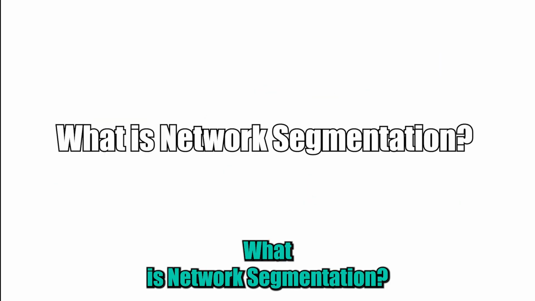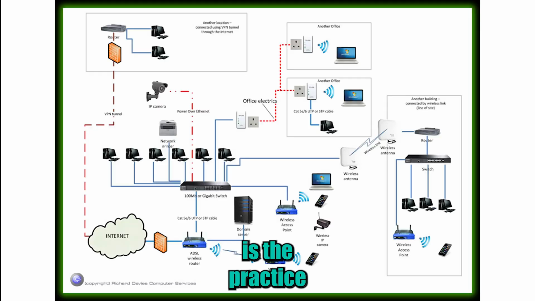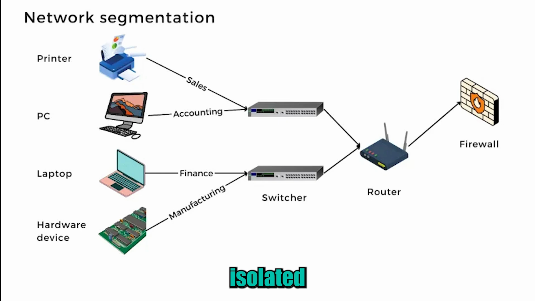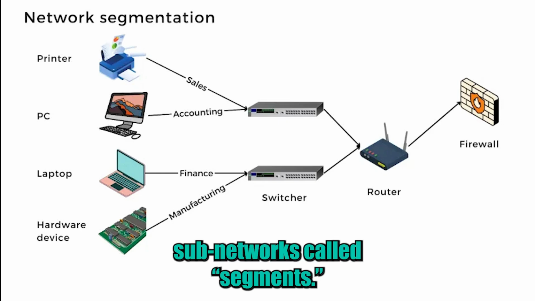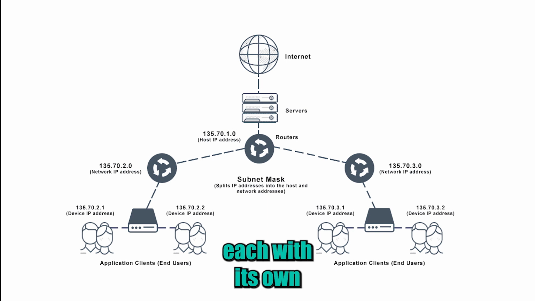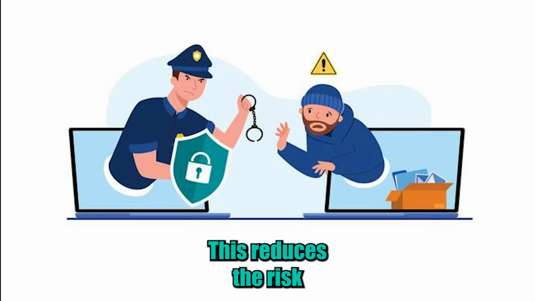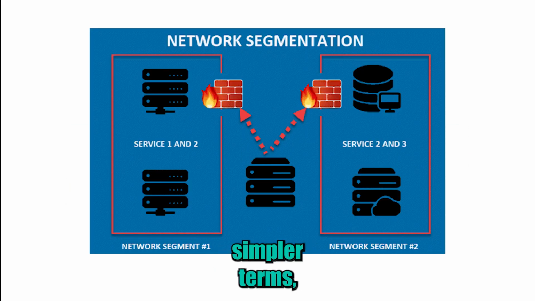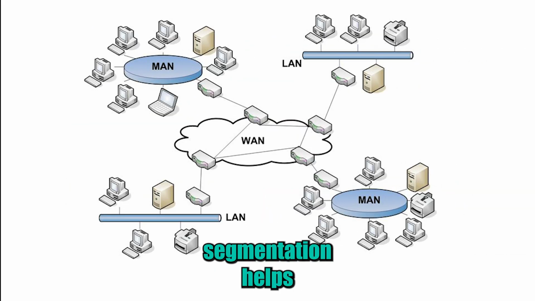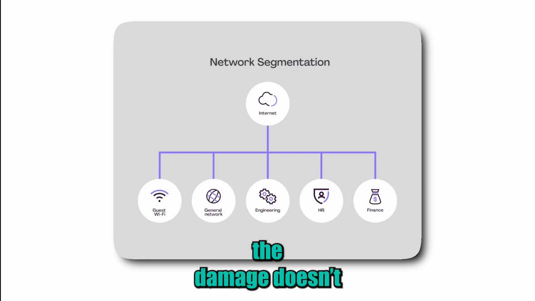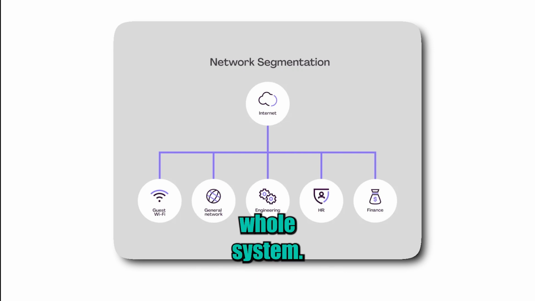What is network segmentation? Network segmentation is the practice of dividing a large network into smaller, isolated networks called segments. Think of it as dividing your network into smaller rooms, each with its own security rules. This reduces the risk of cyber attacks spreading through the entire network. In simple terms, segmentation helps control traffic between different parts of your network and ensures that if one part is compromised, the damage does not spread through the whole system.